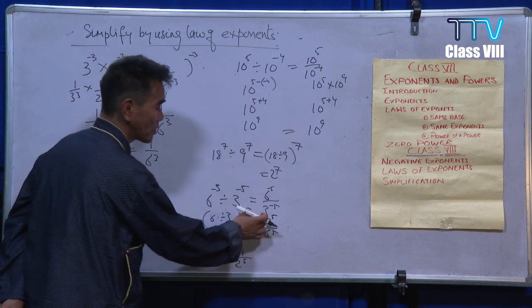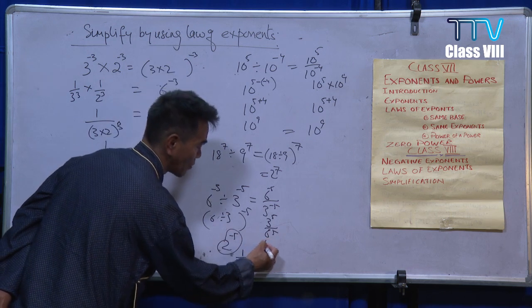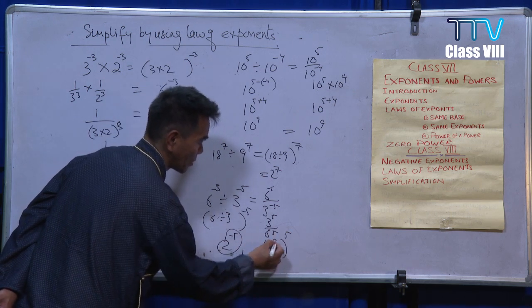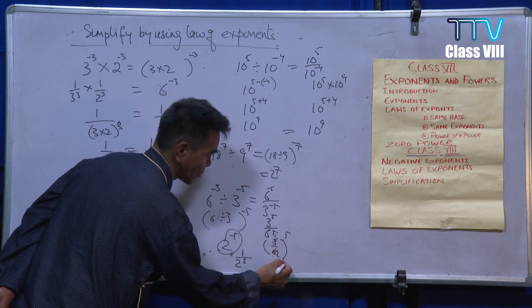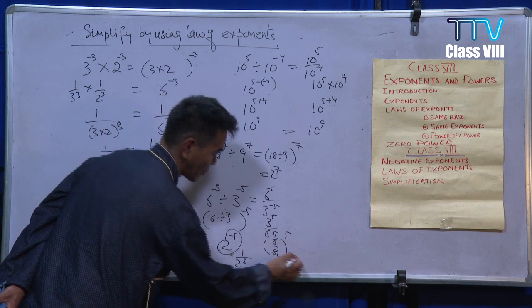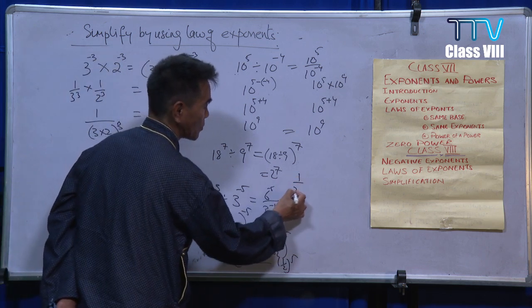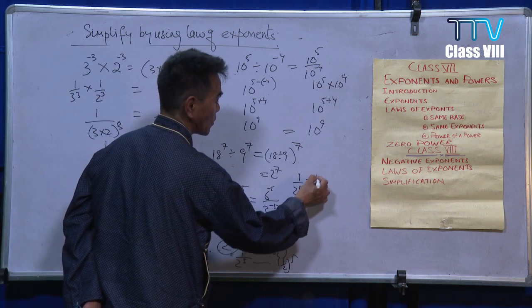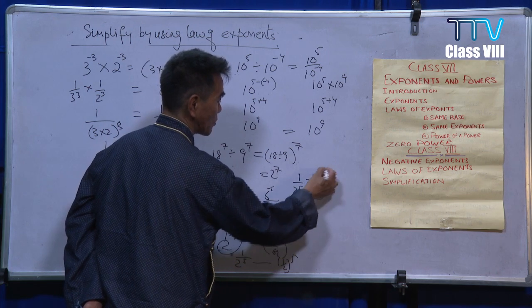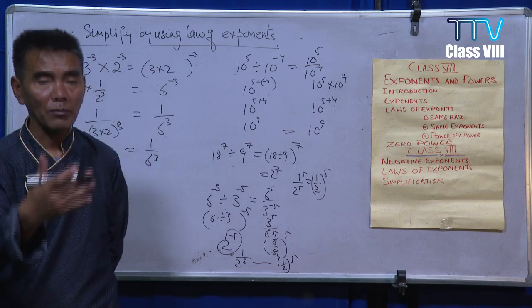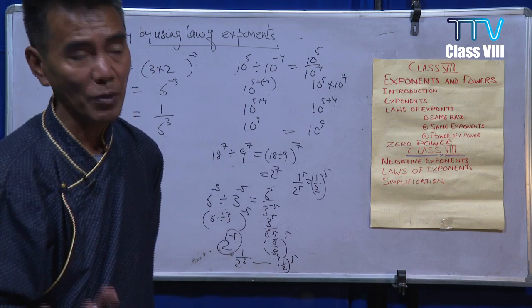For division, the bases with common powers are divided. 3 ones are 3, 3 twos are 6. So 1 upon 2 raised to power 5. That is, 1 raised to power 5 over 2 raised to power 5. 1 upon 2 bracket raised to power 5. 1 raised to power 5 is 1 multiplied by 1 multiplied by 1 multiplied by 1 multiplied by 1, and the product will be 1.